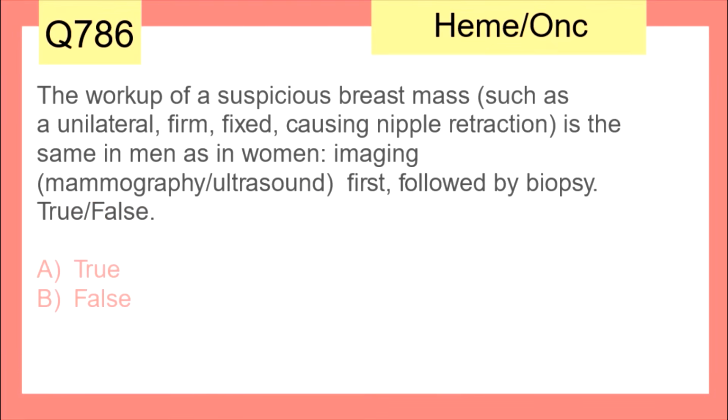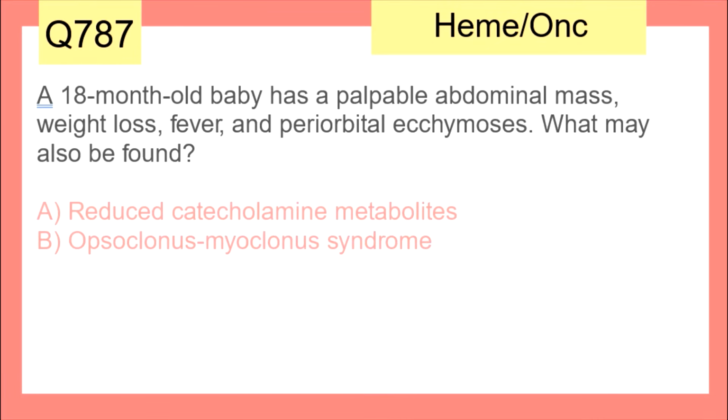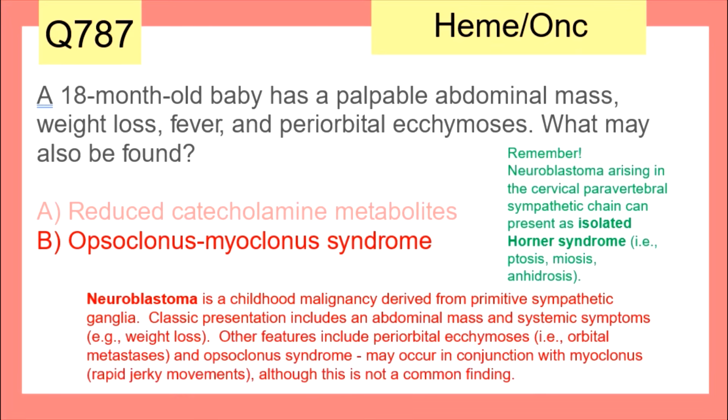786, the workup of a suspicious breast mass is the same in men as women. That we go with mammography and then biopsy, and this is definitely true. All right, mammography is done for men as well. 787, an 18-month-old baby has a palpable abdominal mass, weight loss, fever, and periorbital ecchymosis. So if you have a little baby with an abdominal mass, you need to think of neuroblastoma, and that also explains that periorbital ecchymosis, and opsoclonus myoclonus is a rare condition seen in some cases.